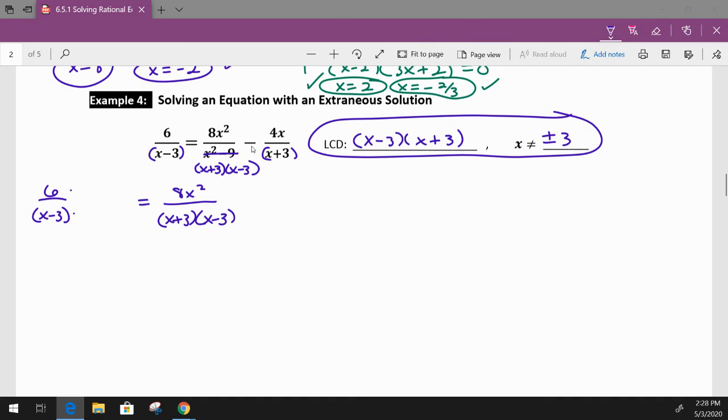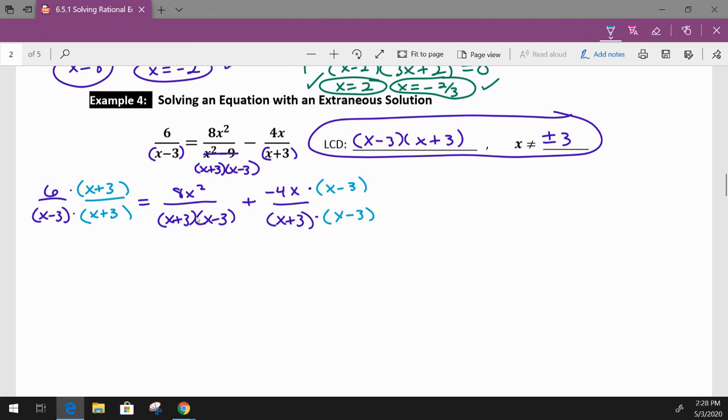The next thing I'm going to do is change this negative to a positive and put the minus in front of the 4x. The denominator originally is x plus 3, so I know I'm going to multiply the numerator and denominator by x minus 3 to make them all the same. Change my color and do that. So this fraction gets multiplied by x plus 3. This fraction already has both. This fraction will get multiplied by x minus 3.